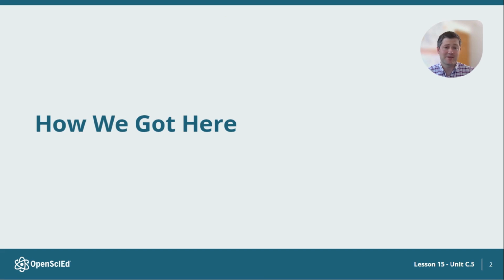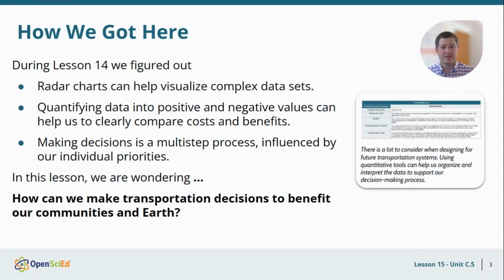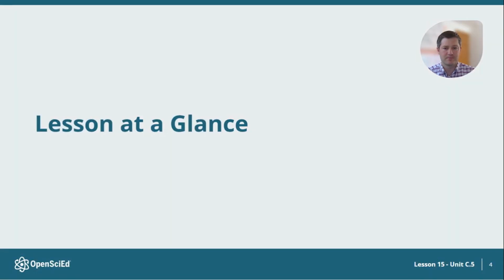Let's talk about how we got to this point. So in the prior lesson, we figured out how radar charts and cost-benefit analyses and other tools like decision matrices can all help us evaluate different transportation solutions. We also thought about making these decisions as a multi-step process. So in this lesson, we're wondering how we can finalize this process and make transportation decisions that benefit our communities as well as the Earth.